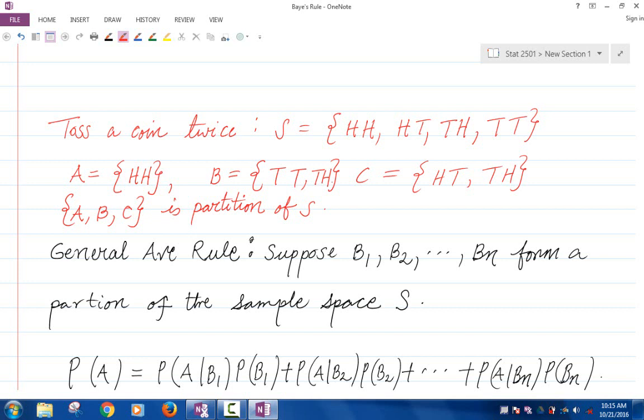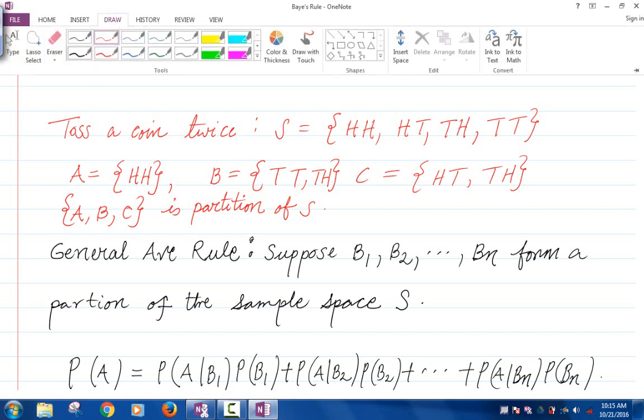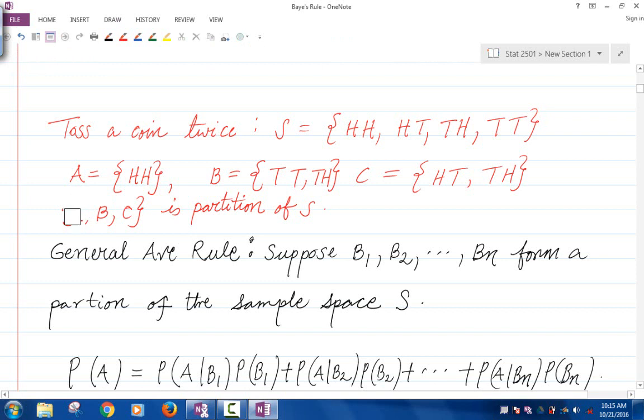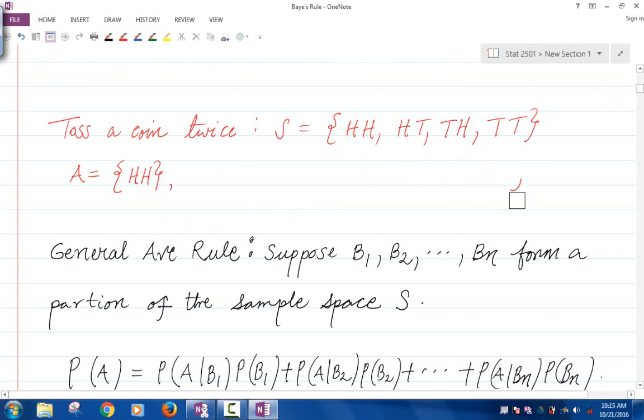So a collection of events is a partition of the sample space if they are mutually exclusive and their union is the entire sample space. Okay, so remember that. Let me erase this example here. I need the space for other purposes.